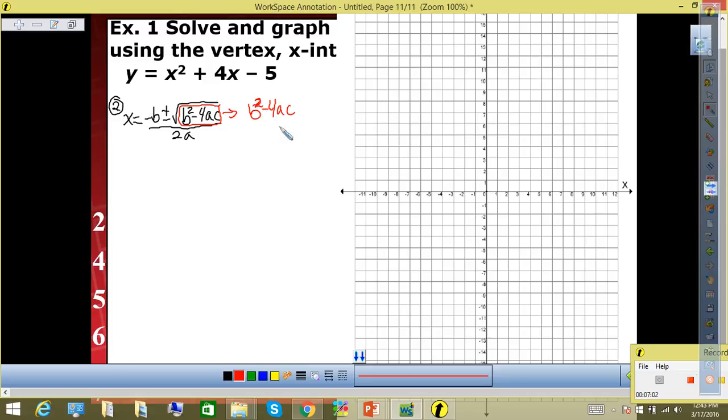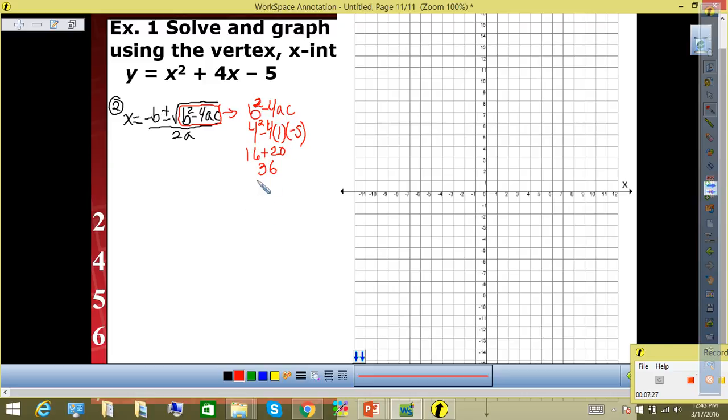Now that I have my little formula here, I need to substitute values from here and here. What is b? 4, so this is 4 squared minus 4. What is a? 1, and c is negative 5. Okay, so 4 squared is 16. Negative 4 times 1 times negative 5, that's positive 20. So this is 36. So what does this number mean?